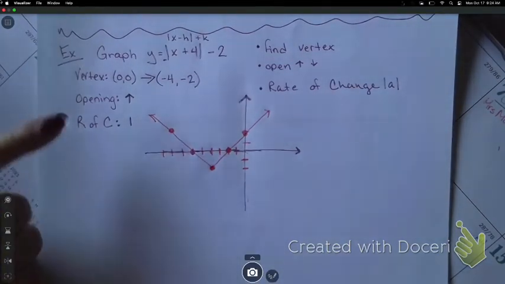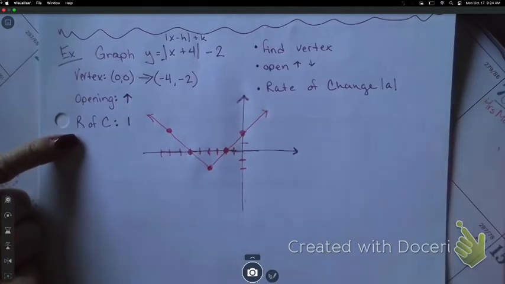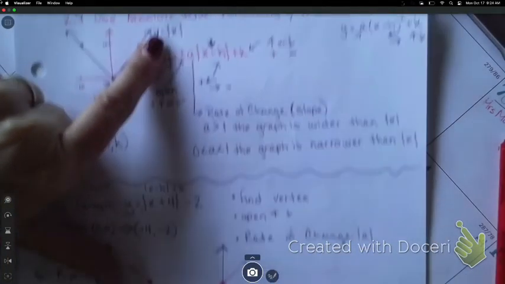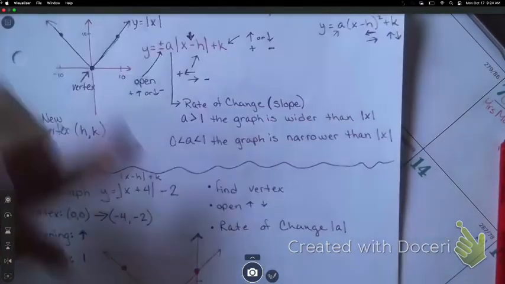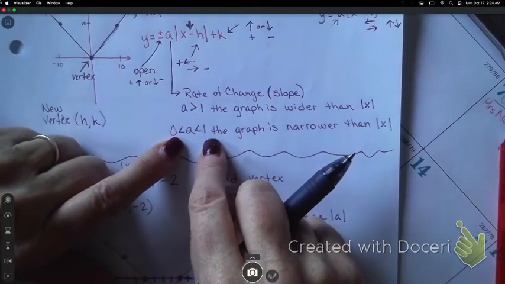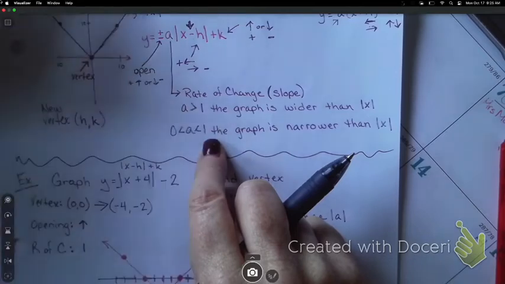Is it, on rate of change, wider, narrower, or the same as the parent function? Same. Because the parent function's 1. Because our rules say what? Greater than 1 or 0 to 1? Do I ever have an equal to 1? No.